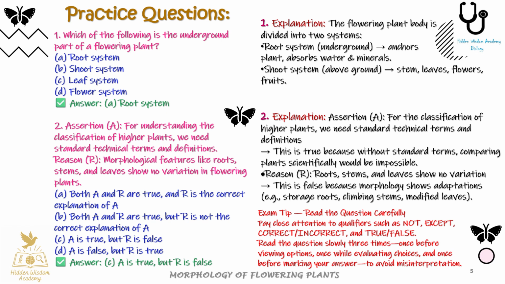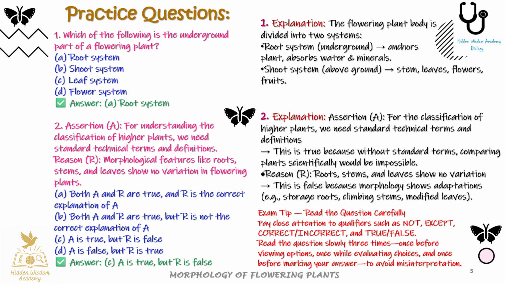Let's practice a few questions, so that we test your understanding for the upcoming parts. Let's start with question 1. Which of the following is the underground part of a flowering plant? Is it option A, root system? Is it option B, shoot system? Is it option C, leaf system? Is it option D, flower system?